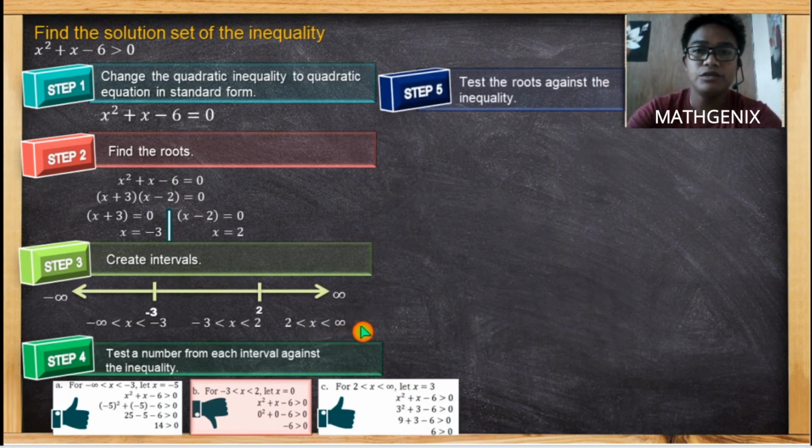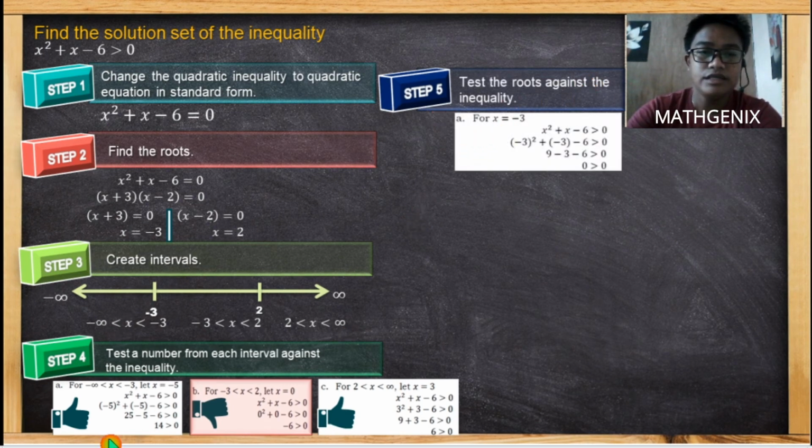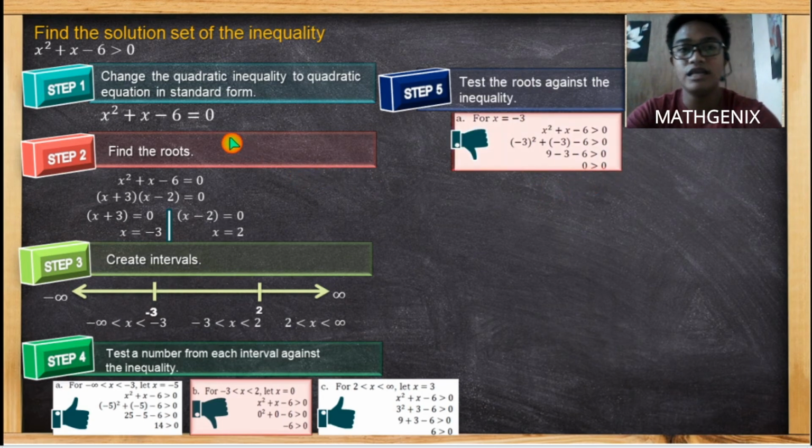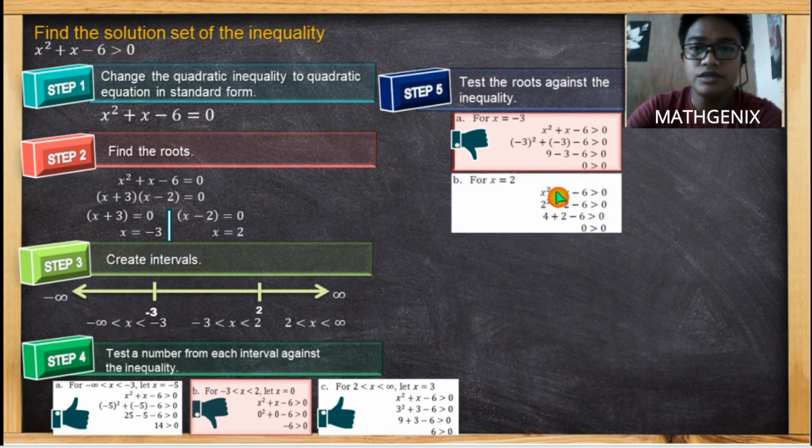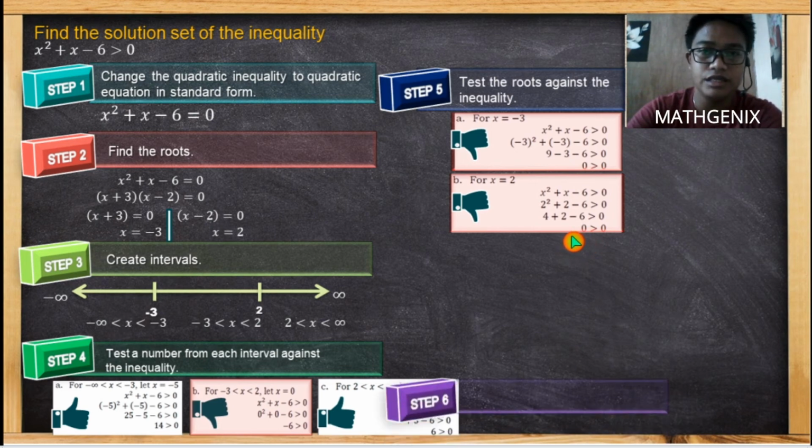So step 5 is to test the roots against the inequality. For x is equal to negative 3, itong roots, dalawang roots, itetest natin. For x is equal to negative 3, 0 is greater than 0, it is not true. It does not satisfy the inequality. Next is x is equal to 2. Again, it is not true. It does not satisfy the inequality.